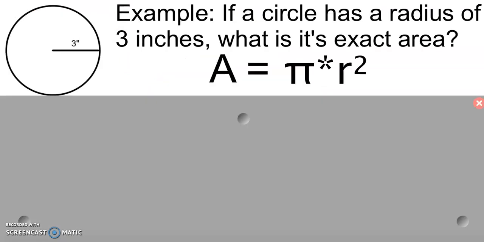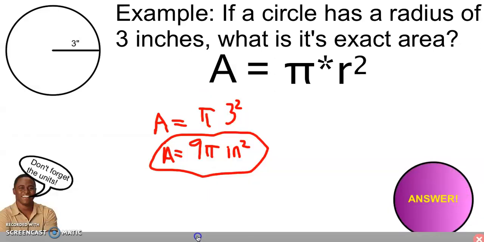So let's take a look at an example. If a circle has a radius of 3 inches, what's its exact area? The key word here is exact, okay? Which means you're not going to be taking 3.14 times your number. You're going to leave it in terms of pi. So the radius is 3, I square that number to get 9, and the area of this circle is 9 pi inches squared.